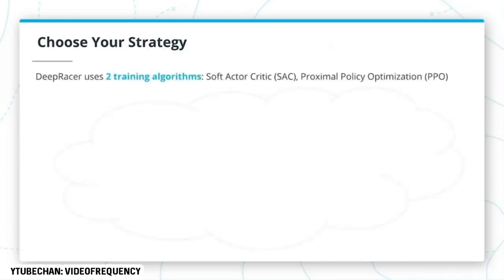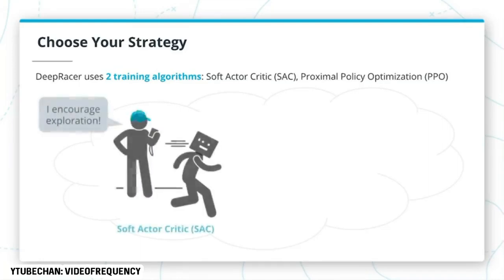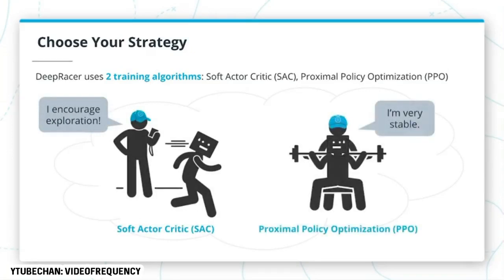Choose from 2 algorithms with distinct strategies for accomplishing the learning objective of maximizing rewards when you build your AWS DeepRacer training model: Soft Actor Critic, SAC, or Proximal Policy Optimization, PPO. SAC embraces exploration, is data efficient, but can lack stability. PPO is stable, but data hungry.